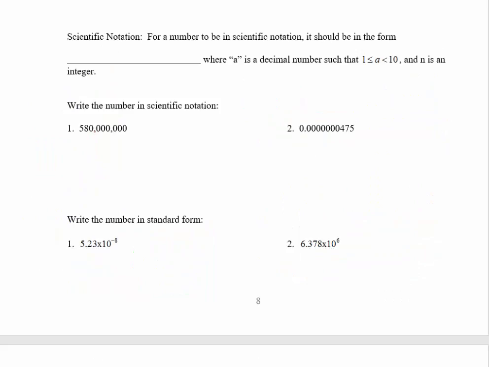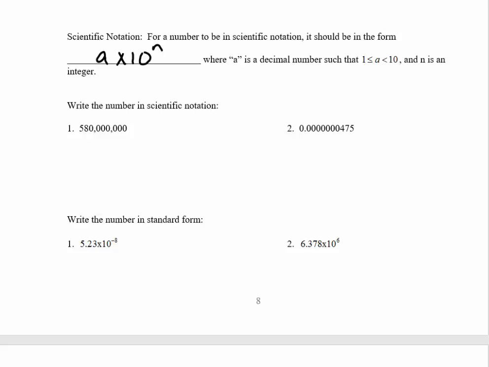Scientific notation. For a number to be in scientific notation, it should be in the form of a times 10 to some power. Now what is a? A is a number, it's a decimal number, but a has to be in between 1 and 10. It can be equal to 1, but not 10, and everything in between. And n is an integer, so it could be positive or negative, but it definitely needs to be an integer.